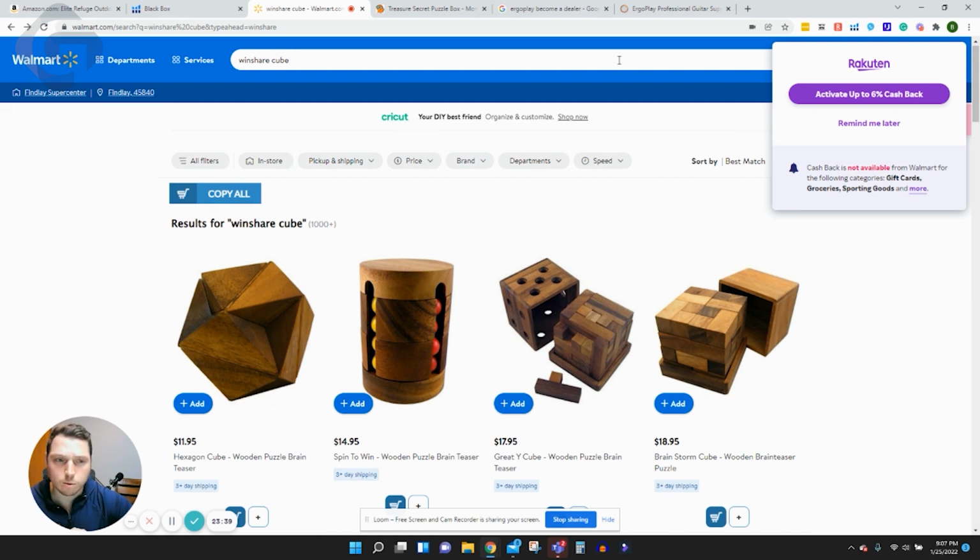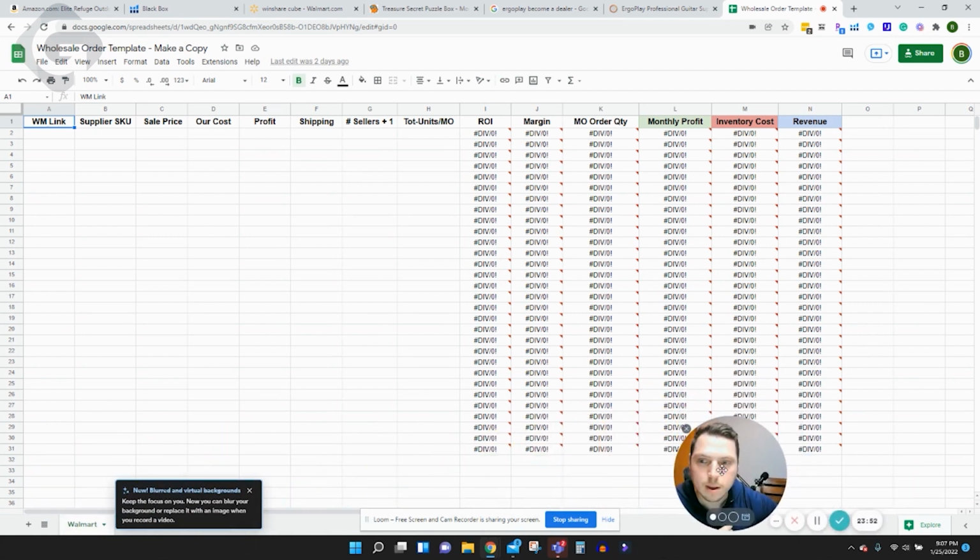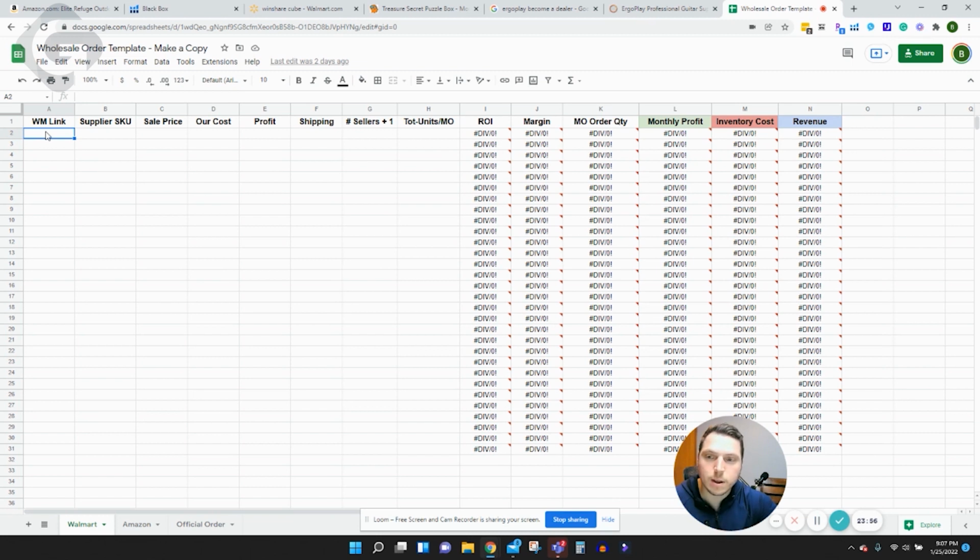So part of this little training, I actually have a template that I'm going to share with you guys. Let me pull it up here real quick. So this is a wholesale order template that I use. I actually have my VAs use it. So they'll put the link for the Walmart product, the supplier SKU. They'll just paste the website link directly to that product, or they'll put the SKU there. The sale price is what it's selling for, our cost, and the profit.